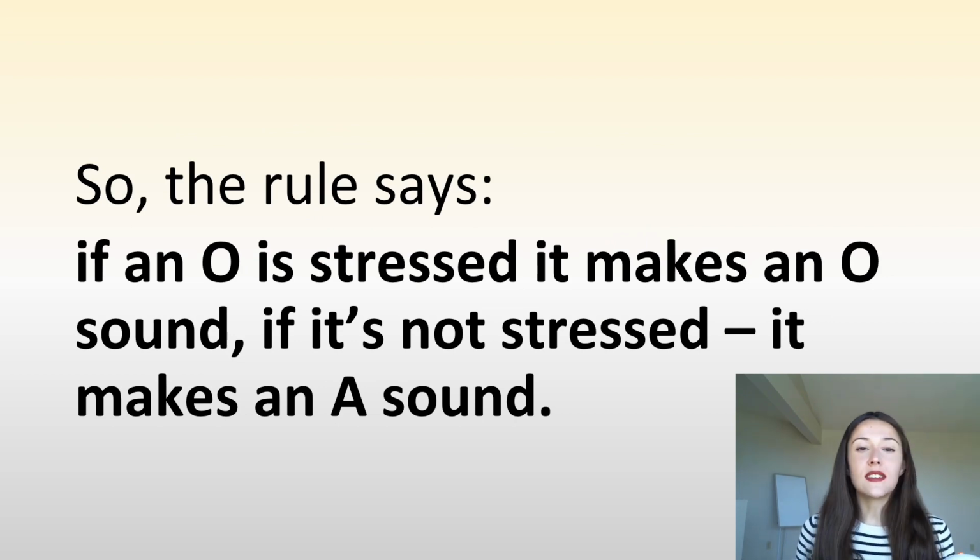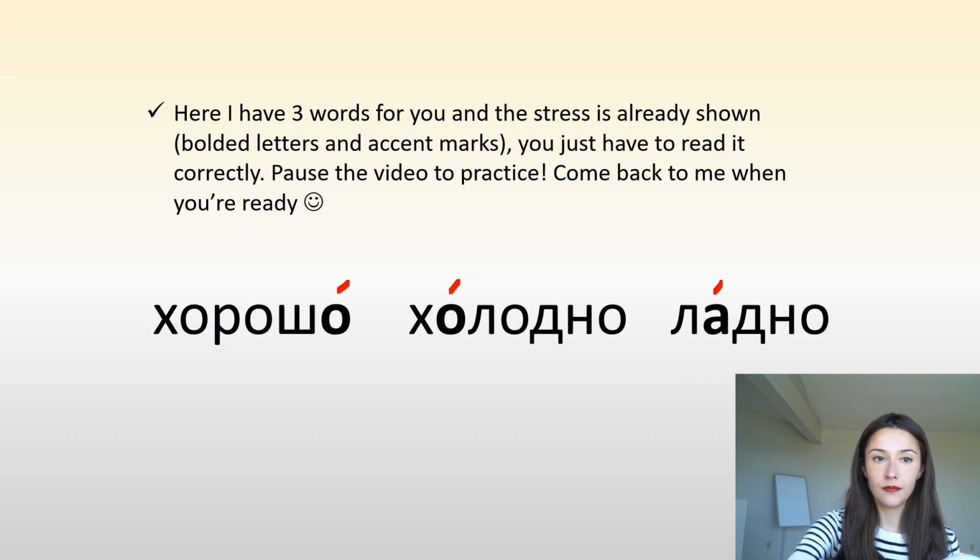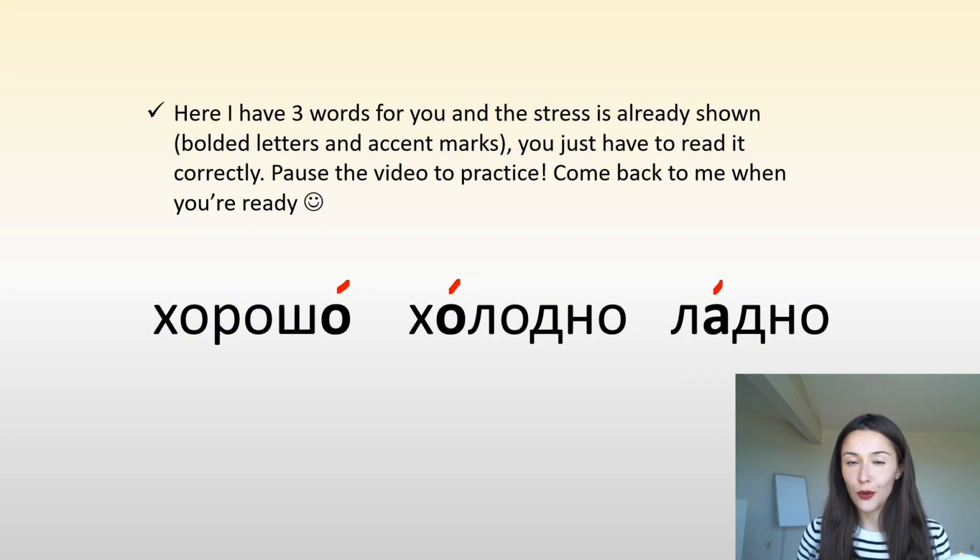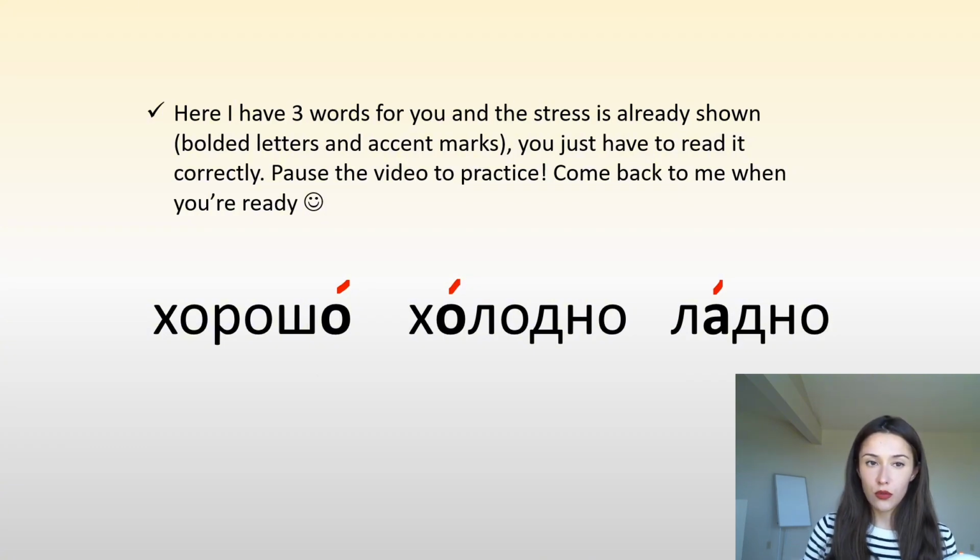So the rule says, if an O is stressed, it makes an O sound. If it's not stressed, it makes an A sound. Here I have three words for you, and the stress is already shown, the bolded letters and the accent marks. You just have to read it correctly. You can pause the lesson right here to practice, and then come back to me when you're ready.